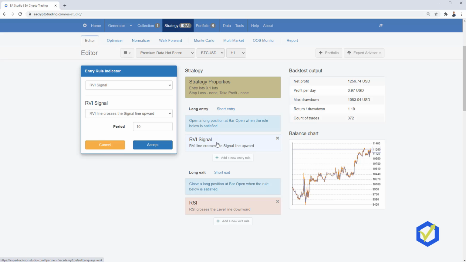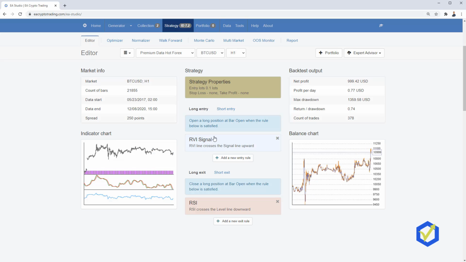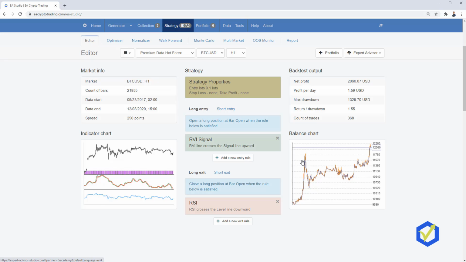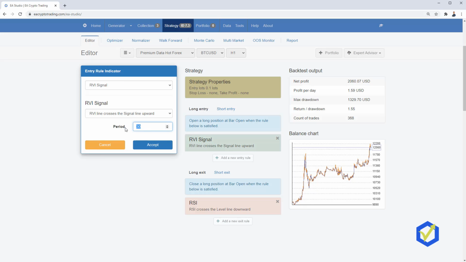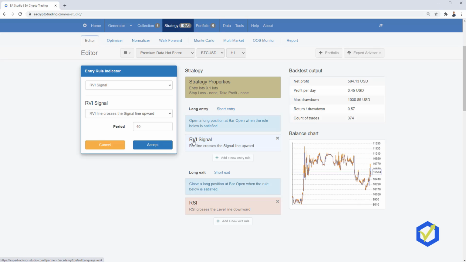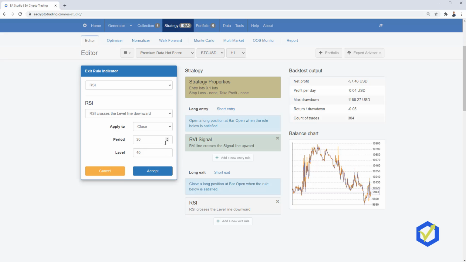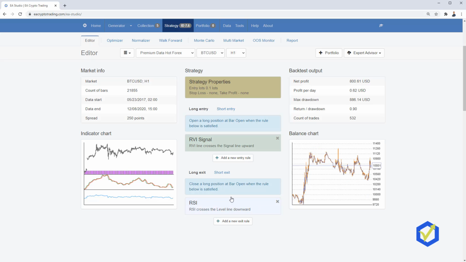So for example, the RVI period, I can increase it to 20. Let's see if that will be better. Not really. I will go to 30. Okay, that's a little bit better, but you see a huge drawdown at the middle. I will go to 40. No, not really. Okay, let's change the RSI. I will increase the level line, for example, to 40, and the period I will go to 30. Click on accept. Not really. Okay, let me decrease a little bit the period, and I will increase a little bit the level. I click on accept. That improved a little bit.